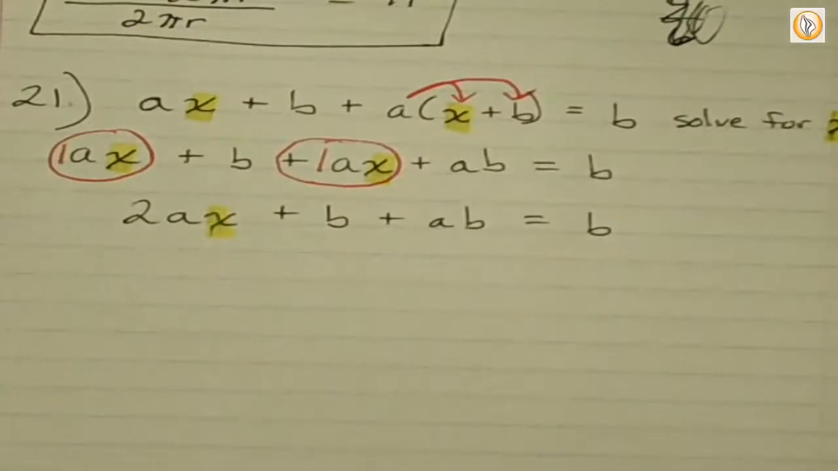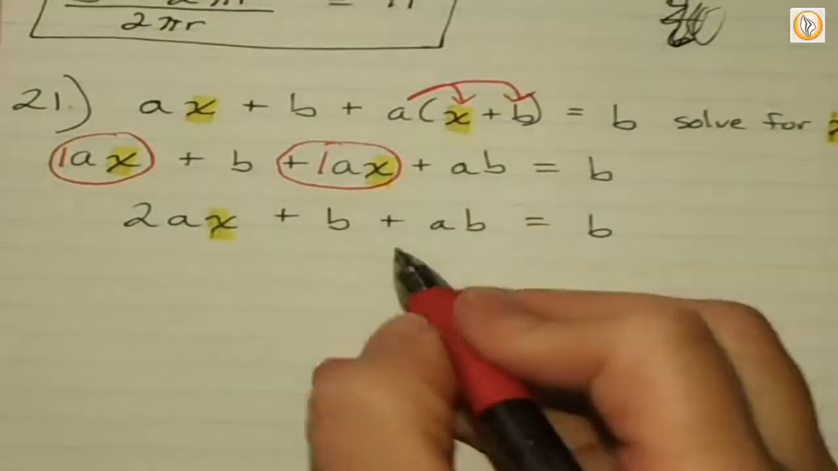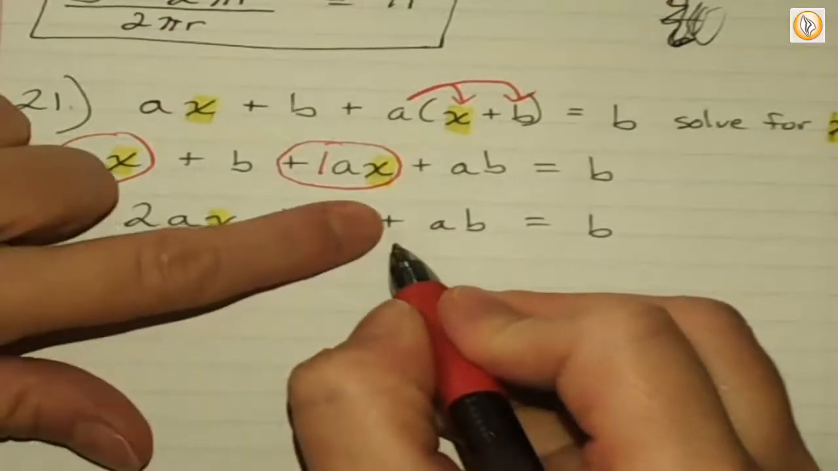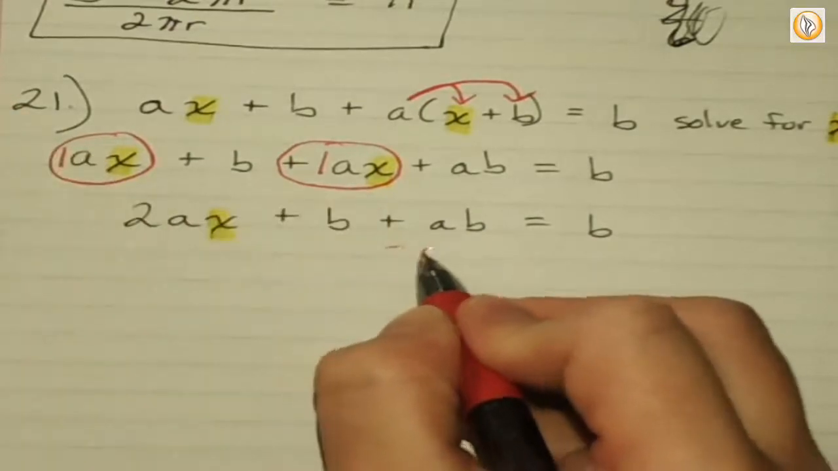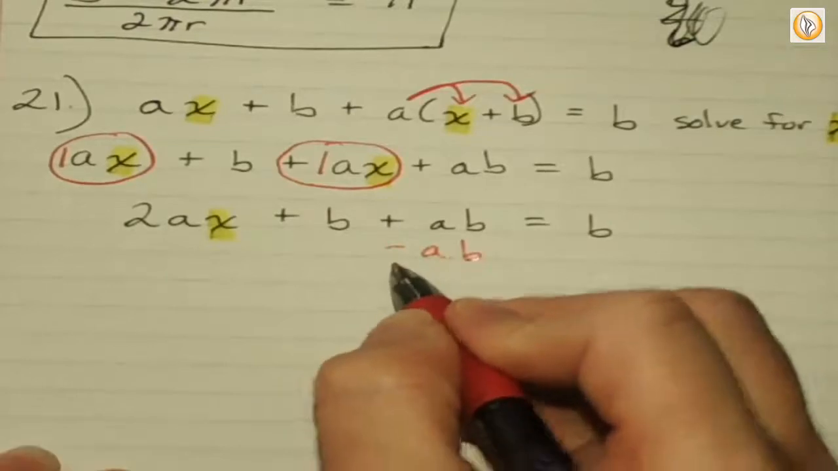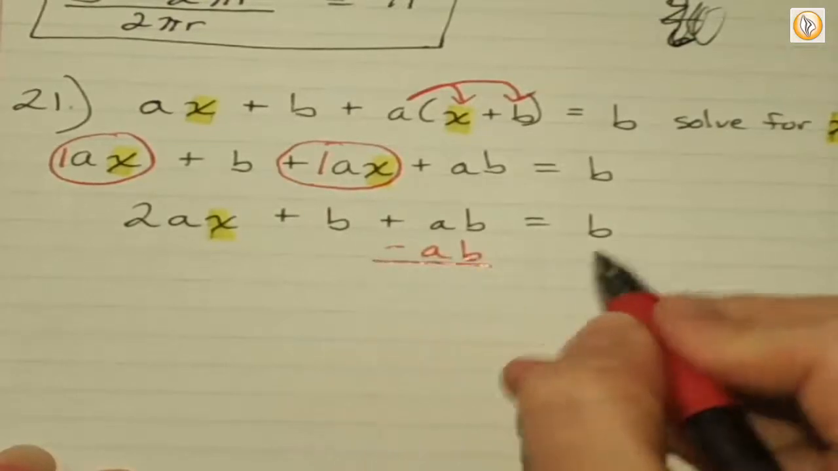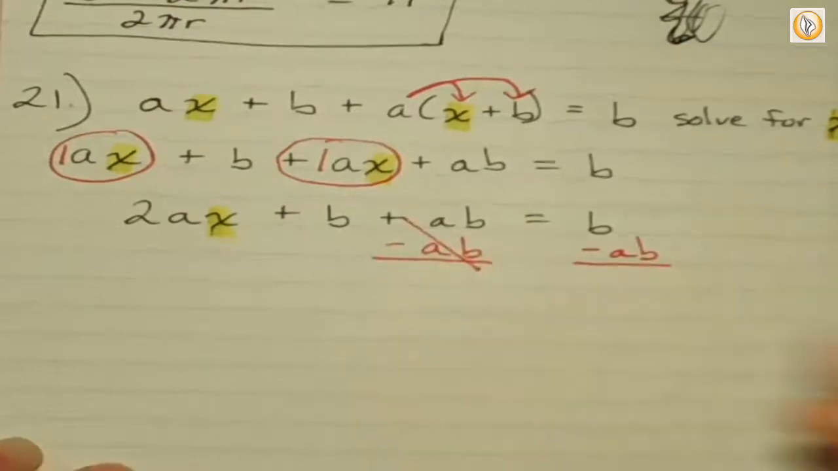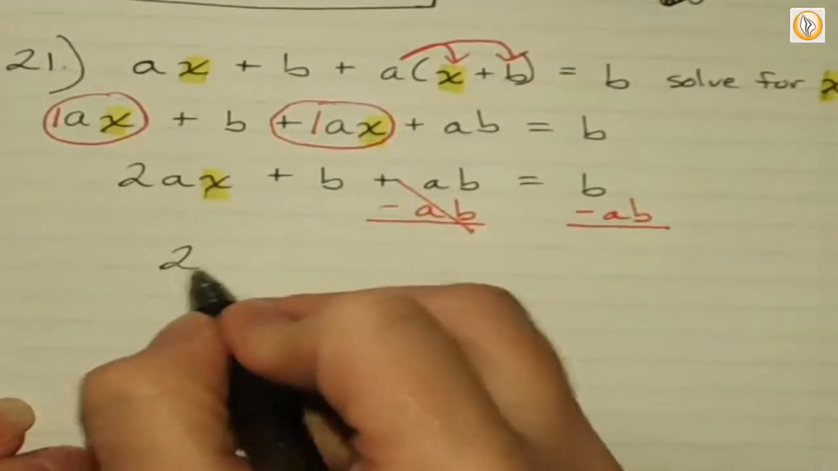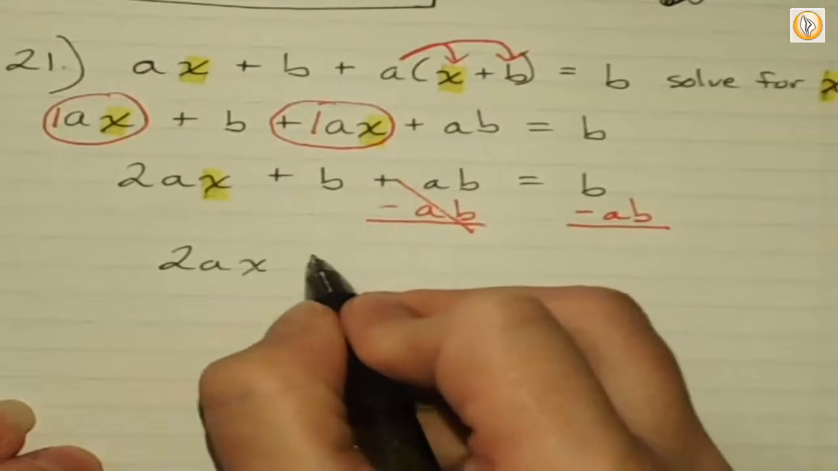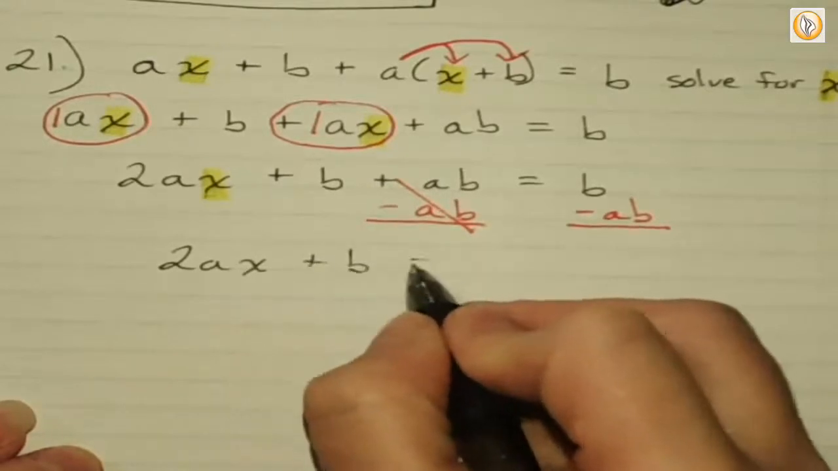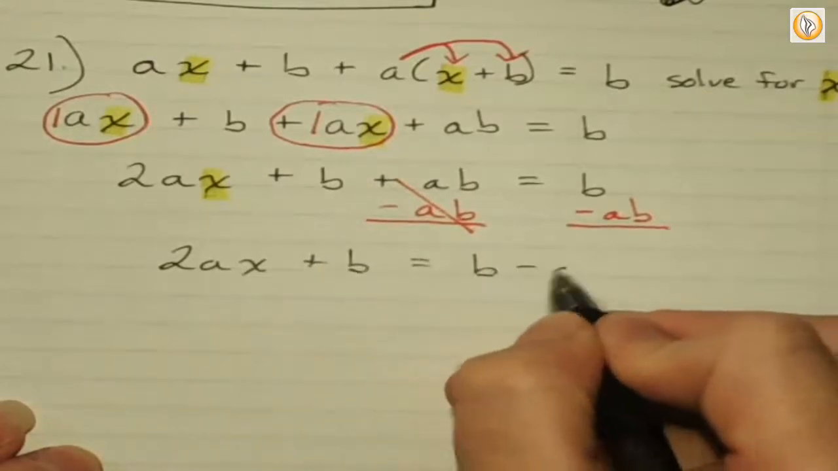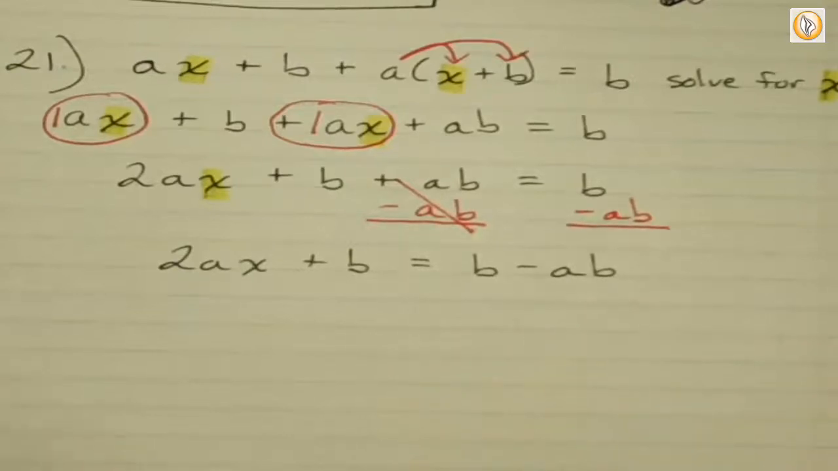Now, Cecilia, what do I do? Minus AB. Okay, so she's going to go ahead and move this term. So she's going to subtract AB on both sides. And I get 2AX plus B equals B minus AB. Very good. Now what?